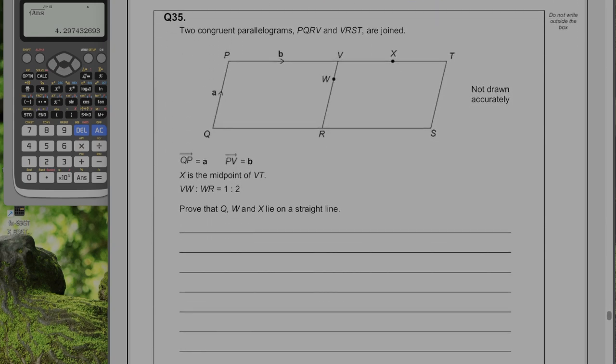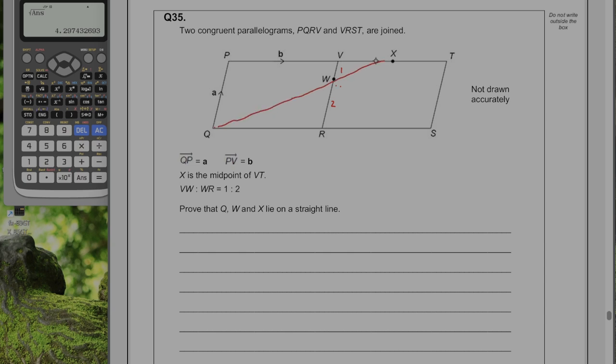Right, question 35. Two congruent parallelograms PQRV and VRFP are joined together. So congruent, same size and shape. X is the midpoint of VT, so we've got an even split there. And V to W, W to R is 1 to 2, so I'll put a 1 and a 2 there, just a ratio like that. Prove that QWX lies on a straight line. So this is what we want to prove.